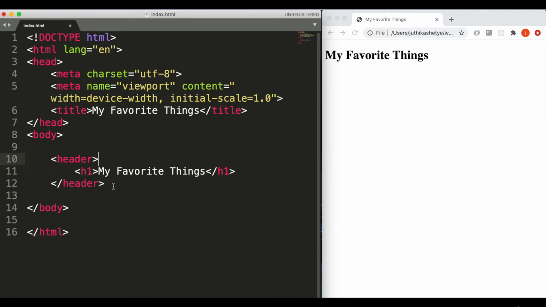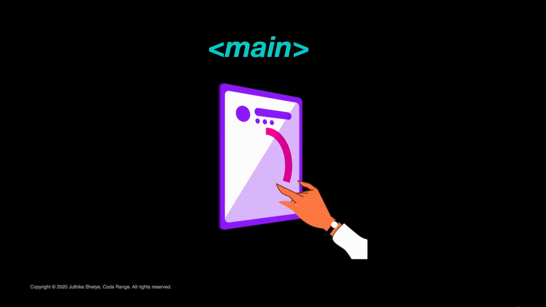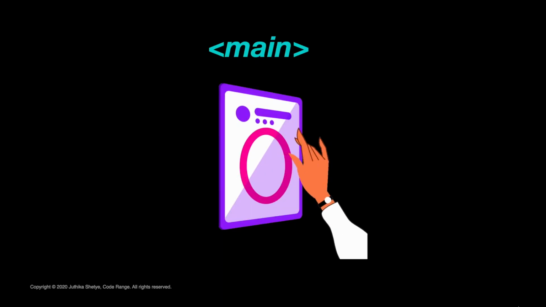Now let's see what I want next. Maybe on this page I want all my favorite foods. And probably in future I would like to have more pages to my site with my favorite animals or favorite movies. So since I want this entire page about food, let me go ahead and create a main element outside our header element. The main element in HTML specifies the main content of the page.